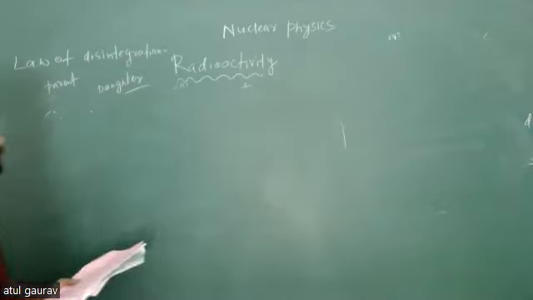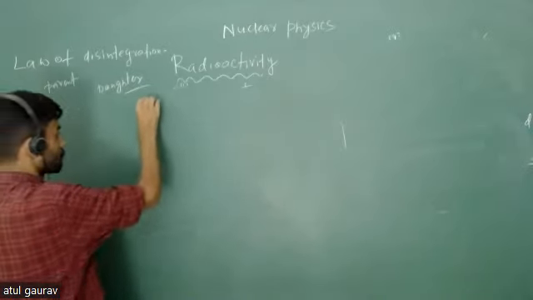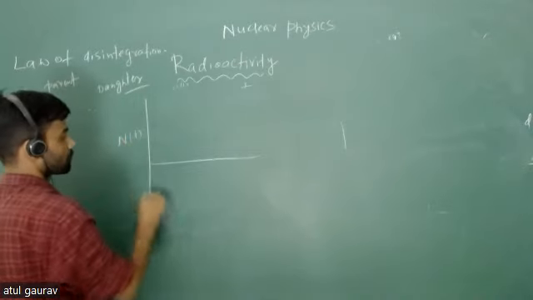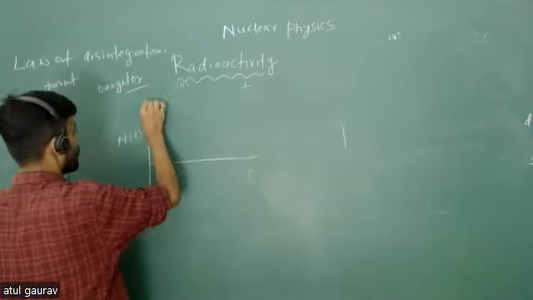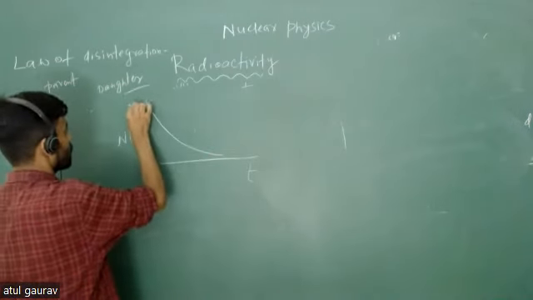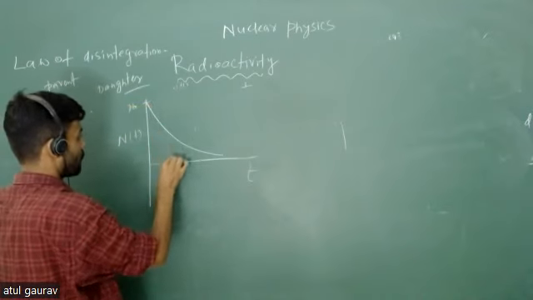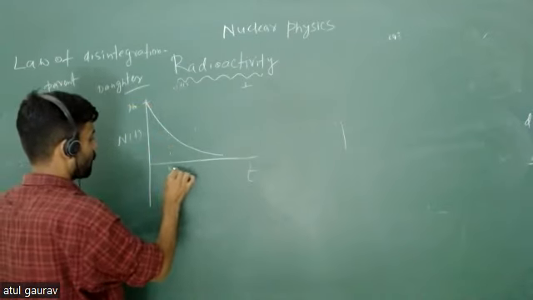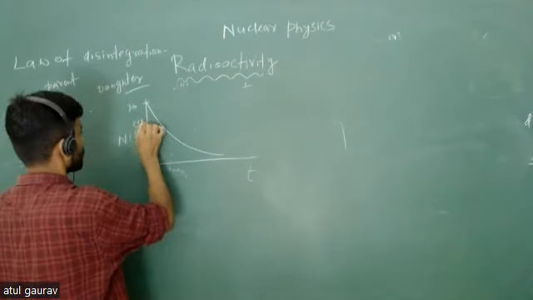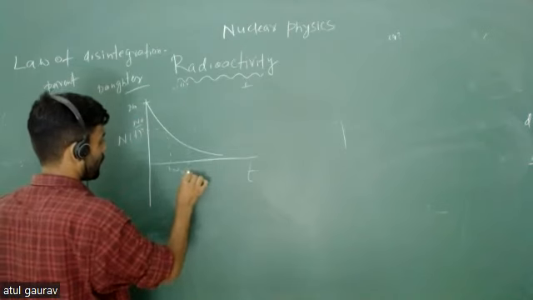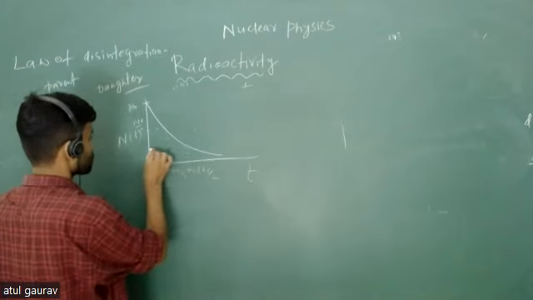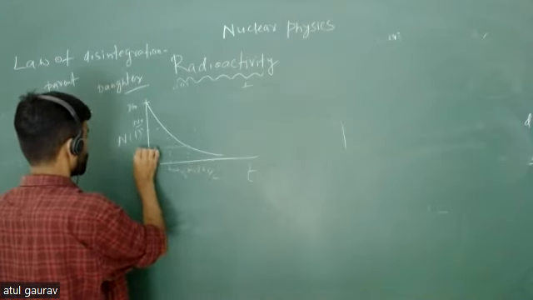Now if you plot this N versus t curve, how will it look? Initially it will be N naught. Then at t equals t half it will be N naught by 2. At time t equals 2t half it will be N naught by 4.